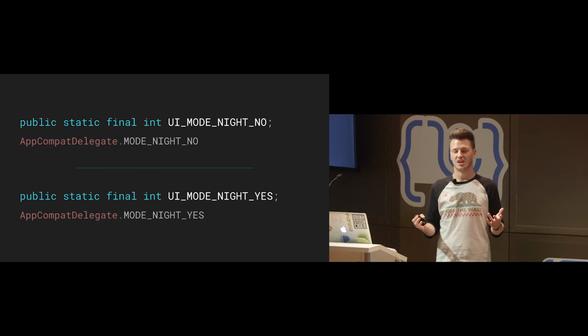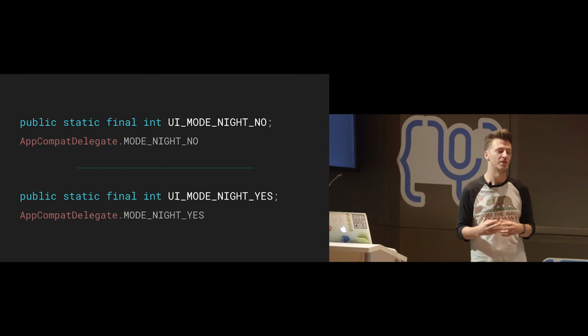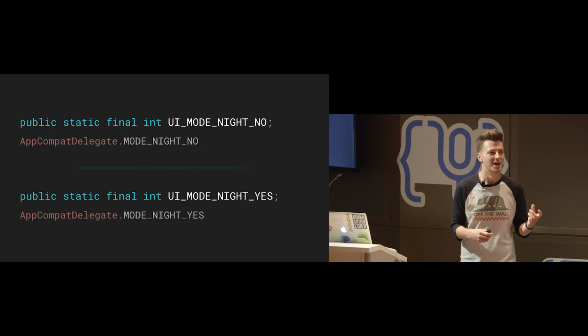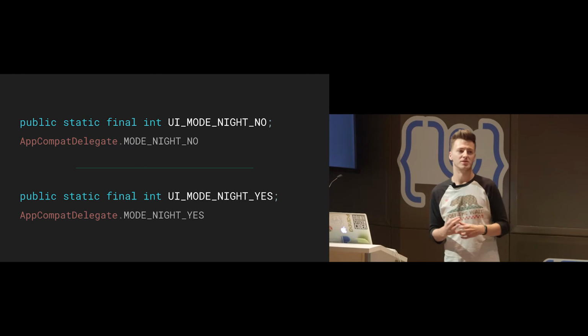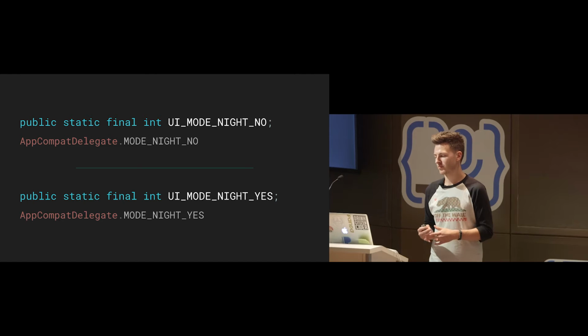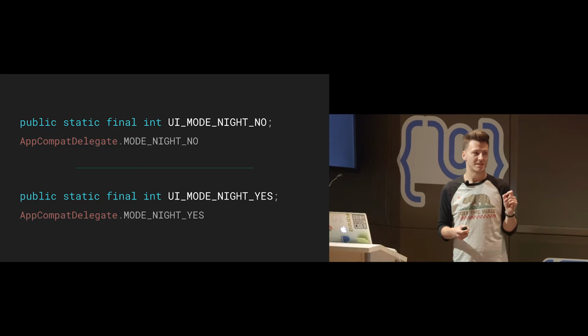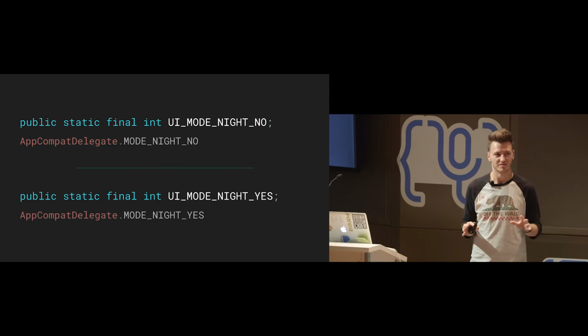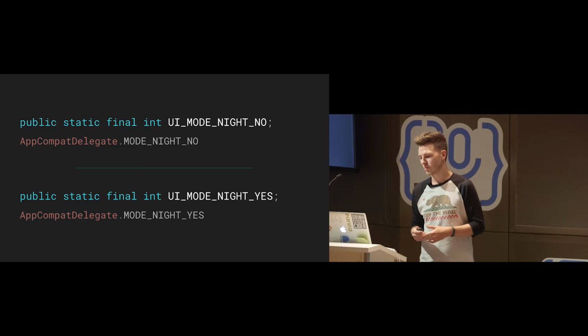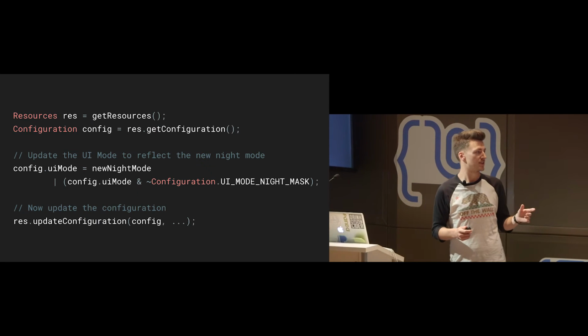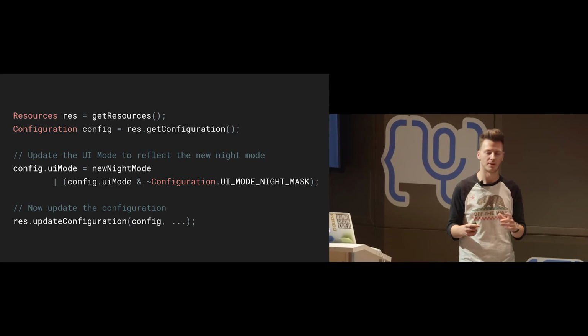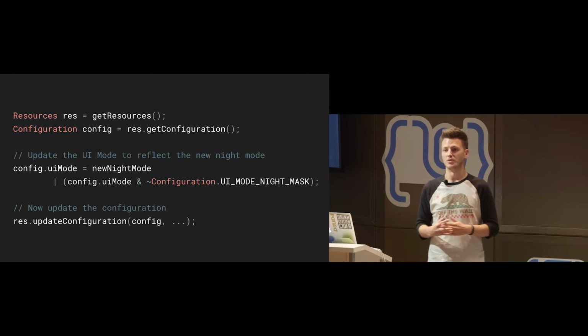AppCompat is basically a little framework on top of the framework, to just expose the functionality already provided by the framework. They're actually also the same int values, but that's just a small implementation detail. So here is what AppCompat actually uses internally, the simplified version anyway, to set the night mode dynamically.